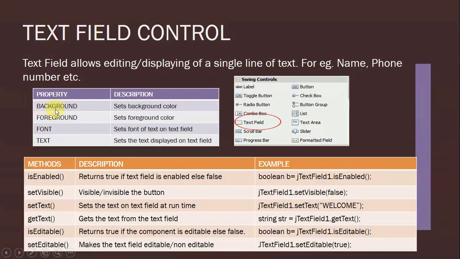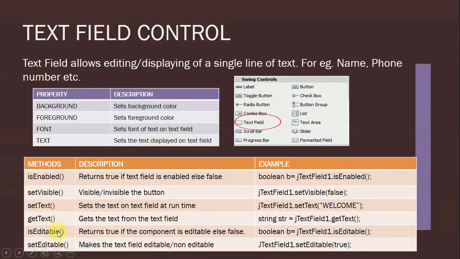The first property is the background property. It is used to set the background color. The next is the foreground property. It is used to set the foreground color of the text field. The font property sets the font of text on the text field, so whatever font I set, all the text on the text field will appear in that font. Next is the text property. It sets the text which is to be displayed on the text field.